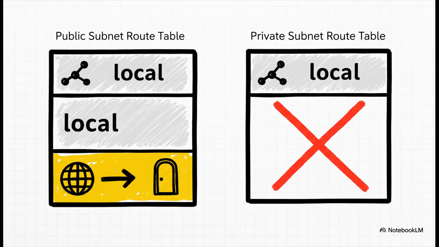So this rule is the big sign on the wall pointing to the main exit door, which in AWS is called an internet gateway. And here's the kicker. A private subnet's route table, it just doesn't have this line. That's it. That's the only difference.